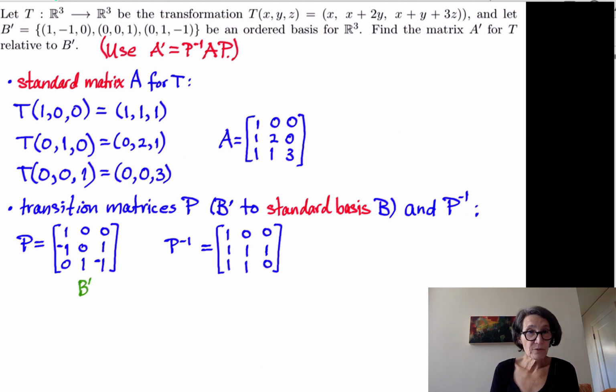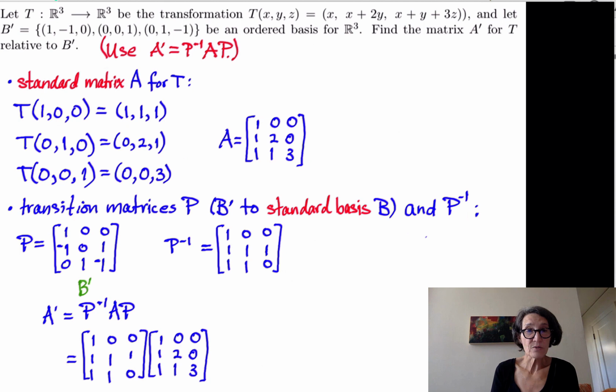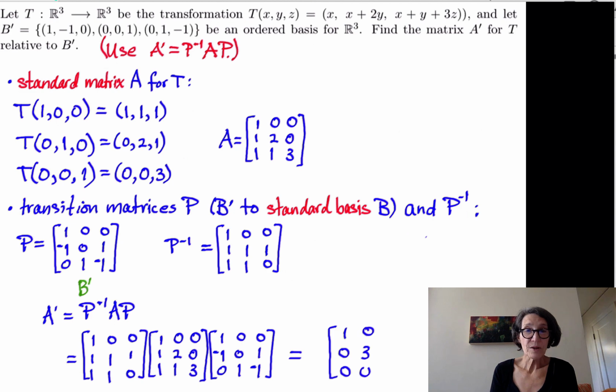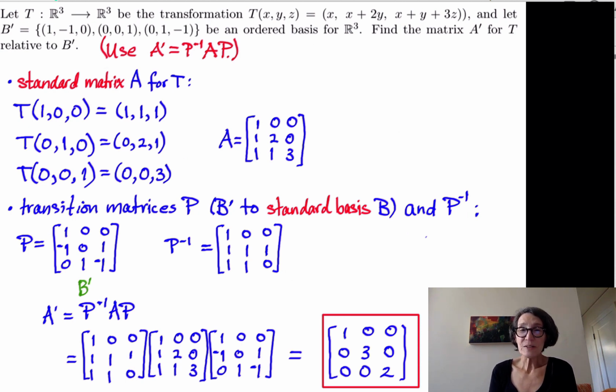So now we're looking for A prime, and A prime is going to be P inverse times A times P. P inverse is this matrix. A is our standard matrix, and P is that matrix. And when I do that multiplication, I get the 3 by 3 matrix 1, 0, 0, 0, 3, 0, 0, 0, 2. Now, notice that the matrix we got, A prime, is a diagonal matrix.